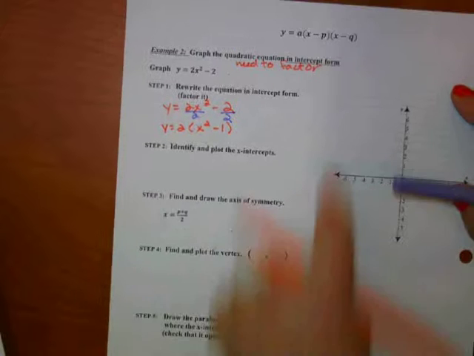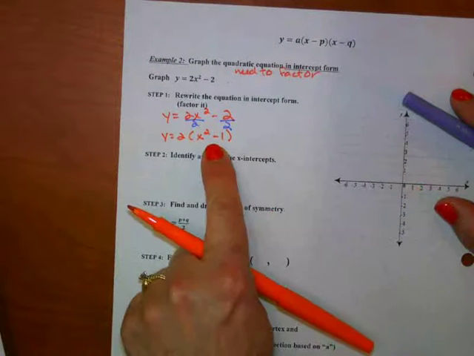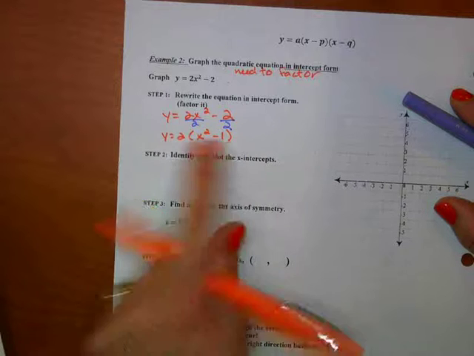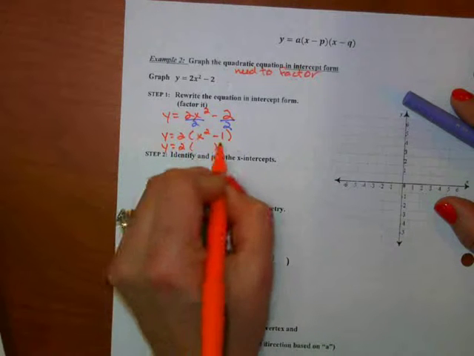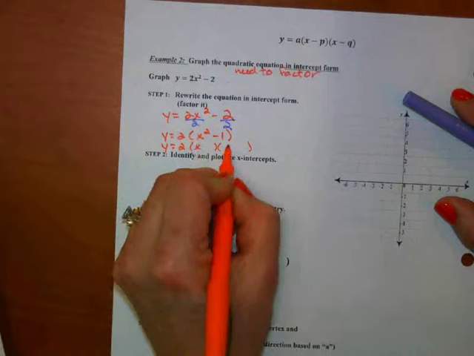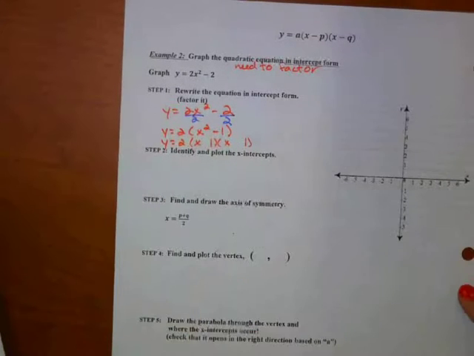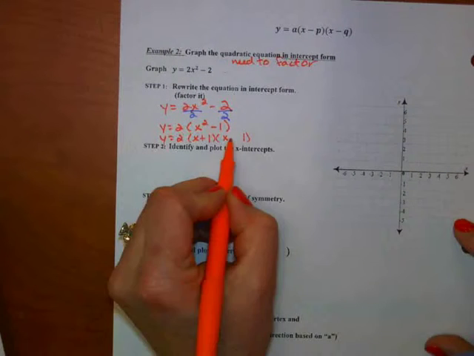Oh, but wait a minute. It still doesn't look like this, does it? Nope. Because I can take this further. 1 is a perfect square. Remember this, y equals 2. I can split this up. X and x. What's the square root of 1? 1 and 1. And since there's no middle term, what do I put in there? Plus and minus.